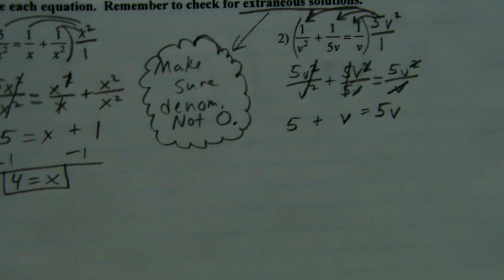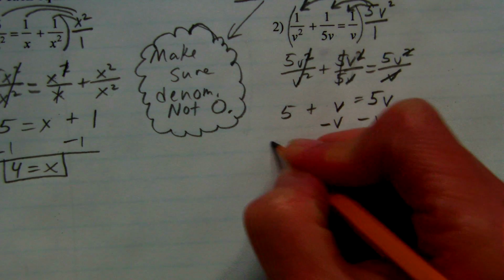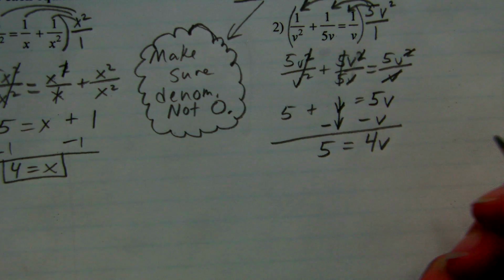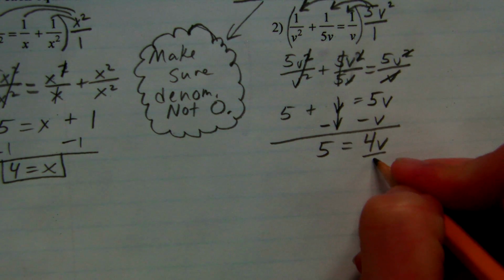Okay, so I've got v's on both sides, but this is definitely a lot simpler. How do I get all the v's on one side? Subtract the v. Very good. Such good students. So we get 5 equals 4v. And then what do we do? Divide by 5. Or how about 4?